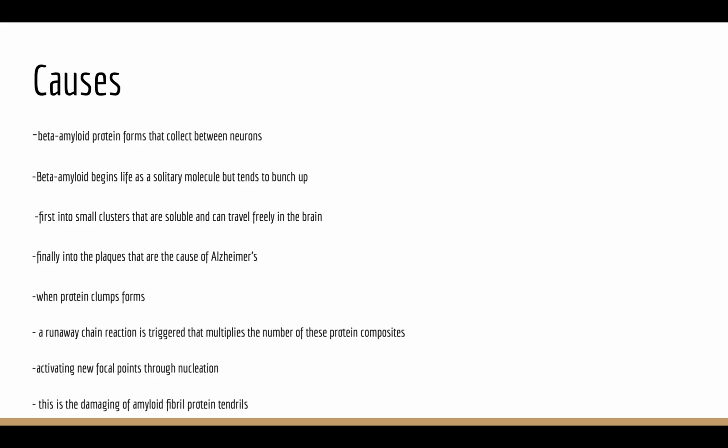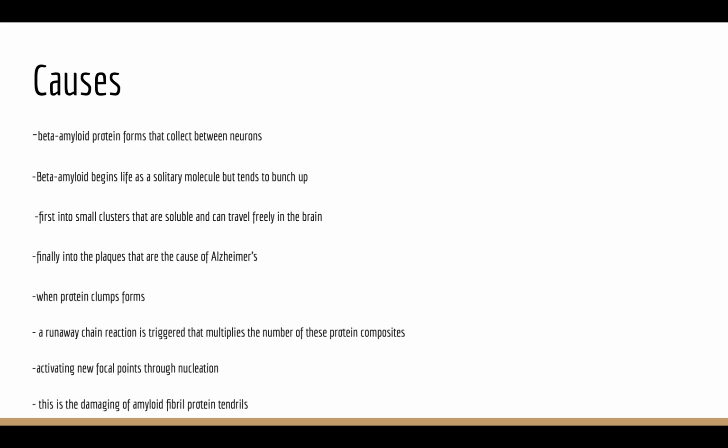The beta amyloids start as a solitary molecule, but then they tend to bunch up into small clusters which can still travel around the brain, and then into plaques, which are the cause of Alzheimer's. When these protein clumps form, a chain reaction is triggered that multiplies these protein composites, which I was saying earlier, but this is a simplified, easier way to understand it.